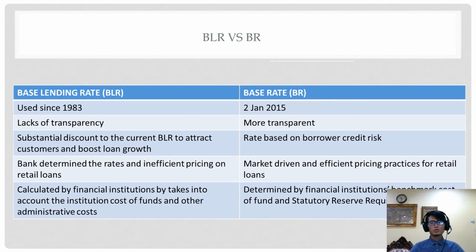Okay, there are two systems or frameworks under loan pricing policy, which are base lending rate (BLR) and base rate (BR). And this slide is showing the difference between the two. Base lending rate has been used since 1983 and has served as the main reference rate for floating retail loan rate until 2nd January 2015, where it has been substituted with the new policy of the base rate system.